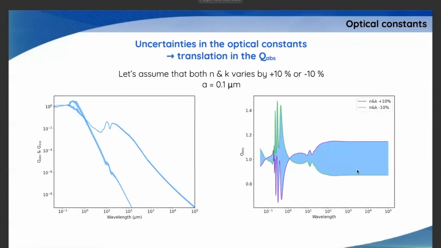So here it's an example. I took Karine's silicates, the ones she showed before. I'm a bit more brutal than she is. So I say, okay, I have plus or minus 10% on my optical constants. So what does it give? Here I calculated absorption and scattering efficiencies for a 0.1 micron compact sphere, using this plus 10, minus 10% uncertainty.